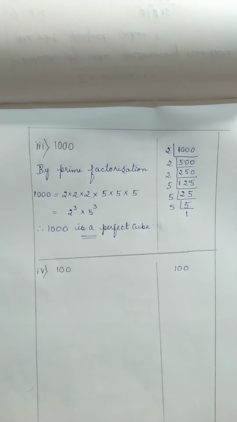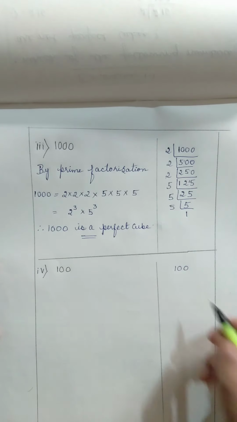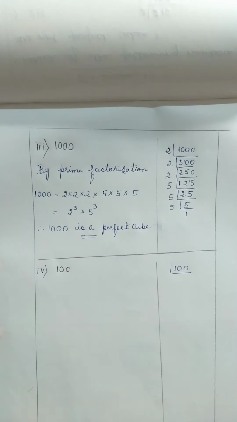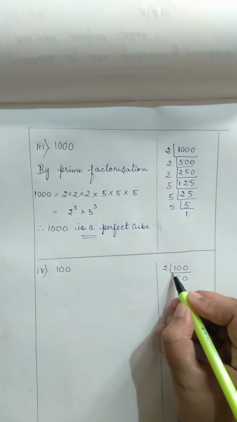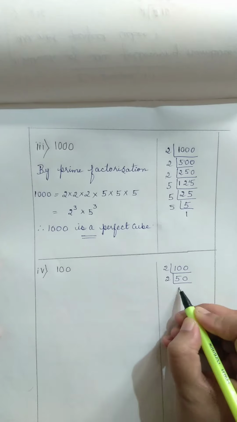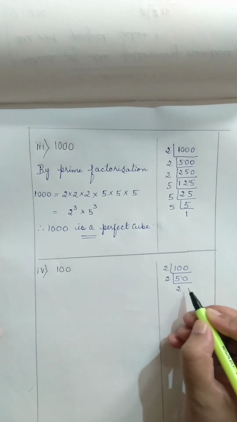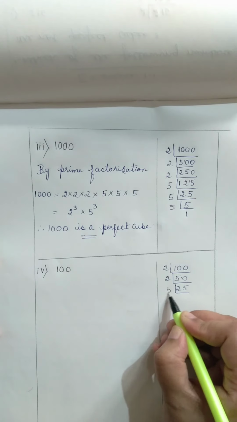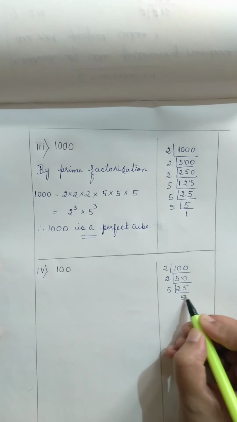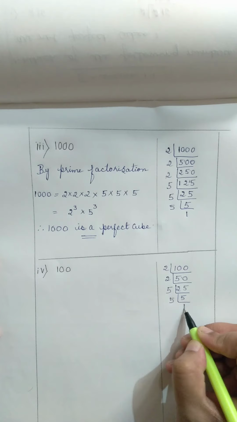Next it is the fourth problem, 100. So let us check whether it is a perfect cube or not. First let us factorize 100. So 2 5s are 10, 0. Again it goes by 2. 2 2s are 4, 5 minus 4, 1 is remaining. So 2 5s are 10. Then it goes by 5. 5 5s are 25, 5 1s are 5.